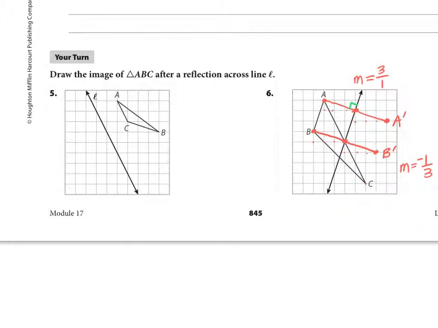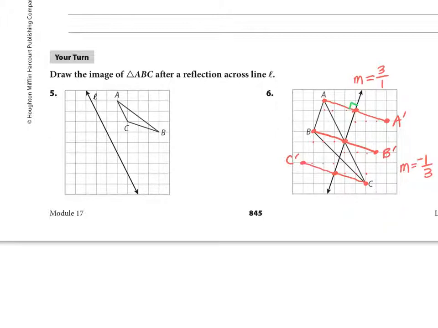And if I do the same thing with C, except with C, I have to go backwards, right? I can't go down 1 and right 3. I'm going to go up 1 and left 3. And again, I happen to be at the line of reflection when I do that. So let's continue up 1, left 3, and there's my C prime. So this distance and this distance are the same.